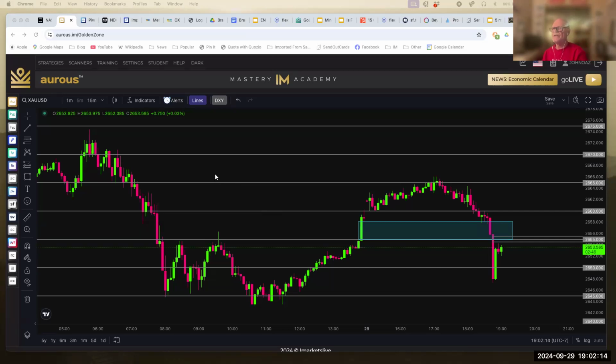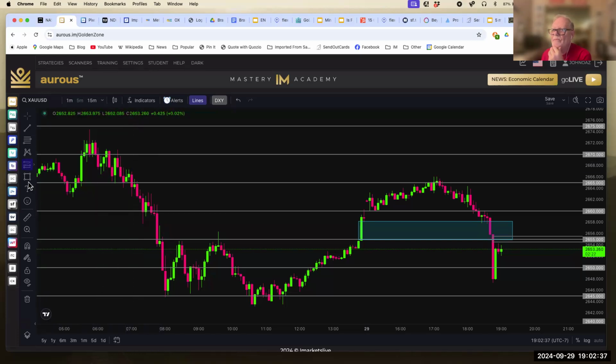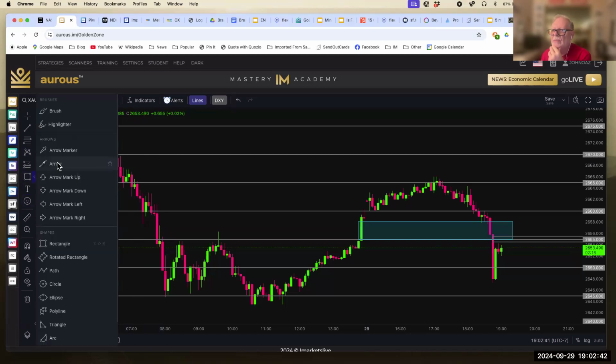Just want to show you, I started off on gold. As you can see, there was a big imbalance right here, and I marked that up using this rectangular box so you can see it pretty easily. Let me show you exactly what I'm talking about.